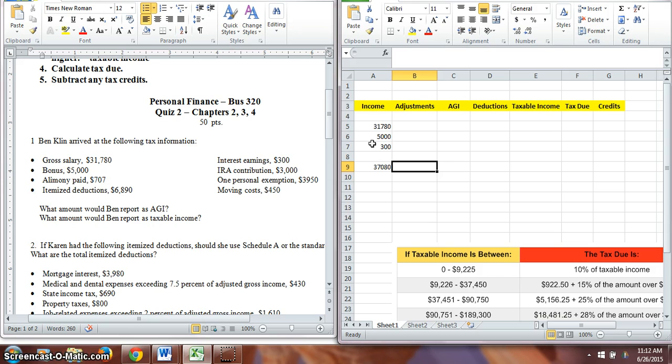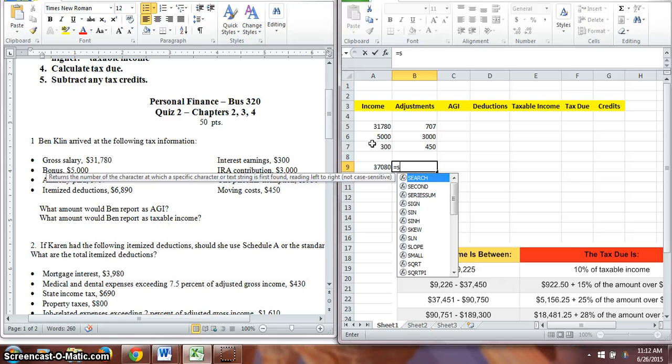Now I'm going to adjustments. Do I see any adjustments? Well, I do. The first adjustment here is alimony paid, 707. If it's paid, it's an adjustment. If you receive it, it's income. So in this instance, it's an adjustment. Itemized deductions, no. I see IRA contribution, yes, $3,000. That's also an adjustment above line 37. And lastly, moving costs are an adjustment. Now remember, you could look on your form and see these categories.